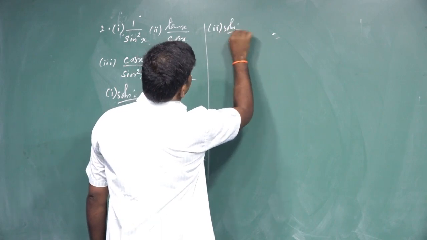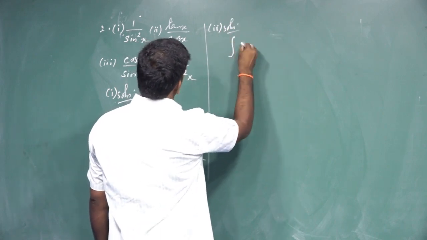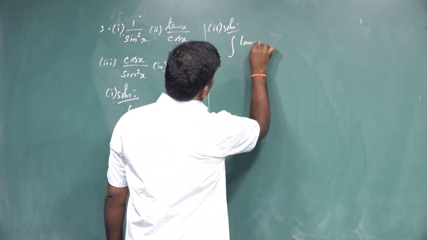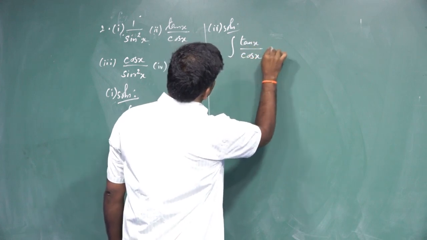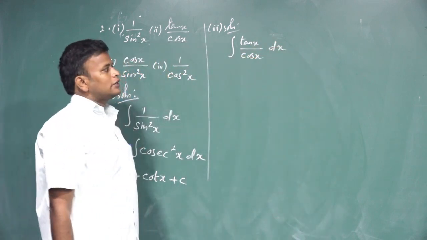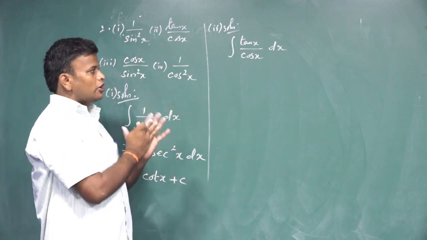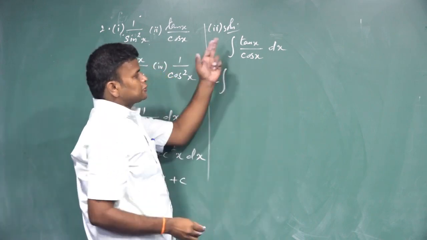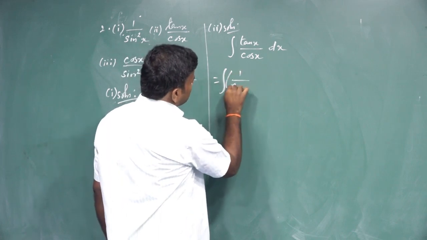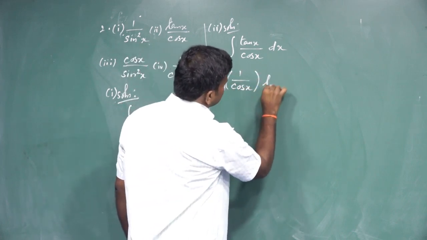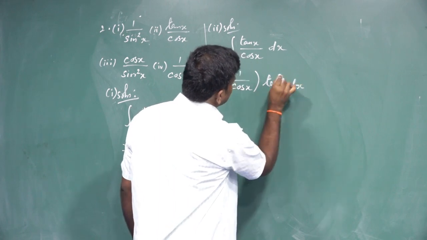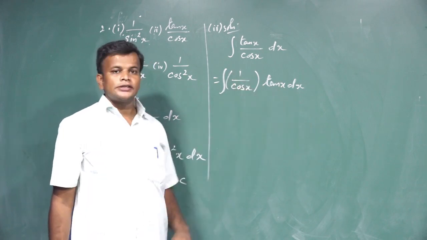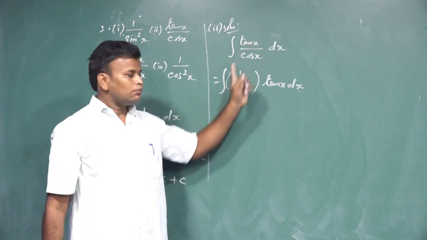Now the second one, integrating of tan x by cos x. Here also you see directly there is no formula. But we modify one term, and the exact formula will come. So I write tan x by cos x as 1 by cos x into tan x. We multiply these two, we get 1 into tan x by cos x.